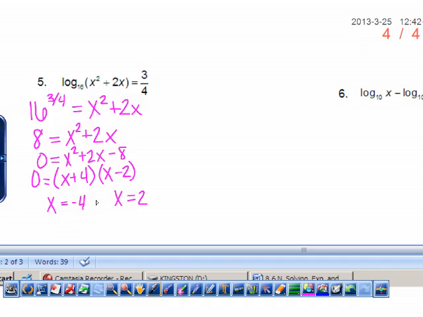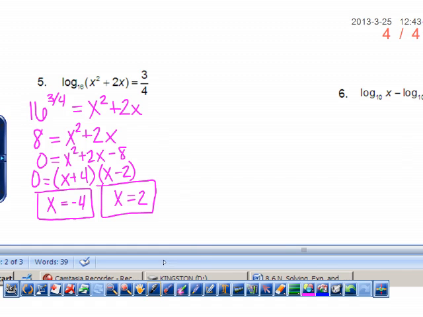If I plug in -4, what's -4 squared? 16 minus 8 is 8. Does -4 work? Yes, that is one of your solutions. How about 2? Yes. Is the positive value ever not going to work? Could. Good. Because if you had x minus 5 as your argument, if you plugged in a 2, that's going to give you a -3, right? So you just have to check them.